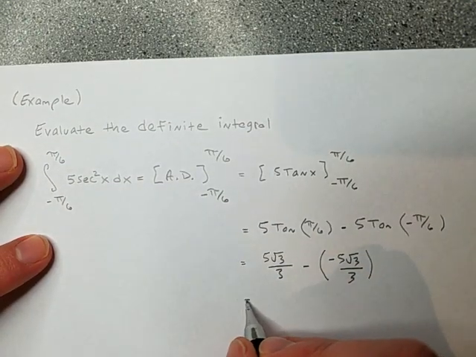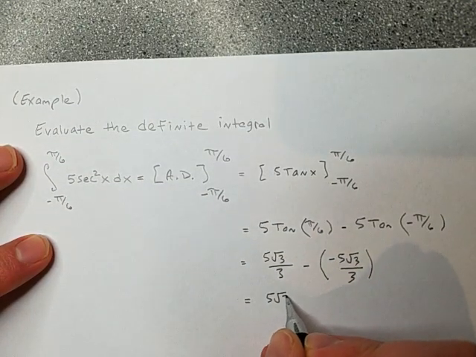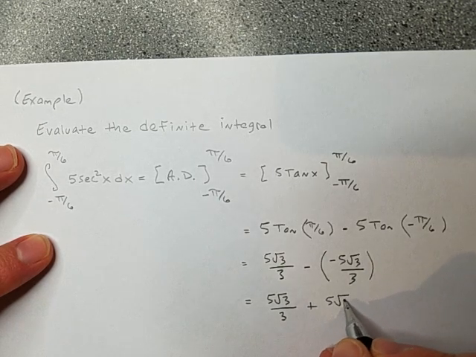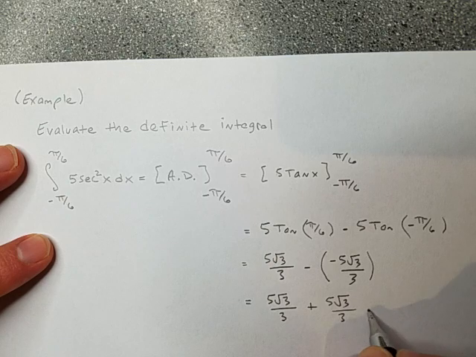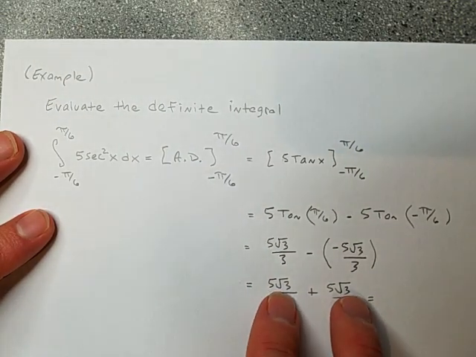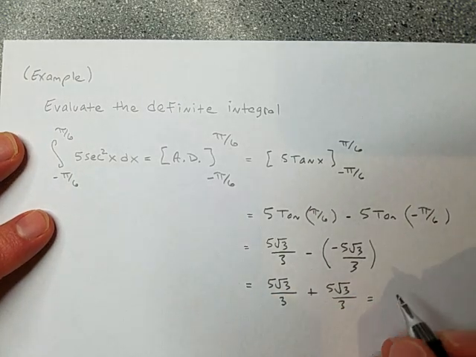So, all right, we get 5 root 3 over 3 plus 5 root 3 over 3, right? And then those are fractions with a common denominator. I can add the tops. That's 10 root 3 over 3.